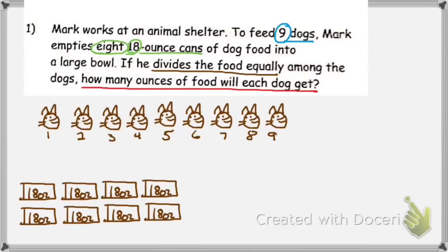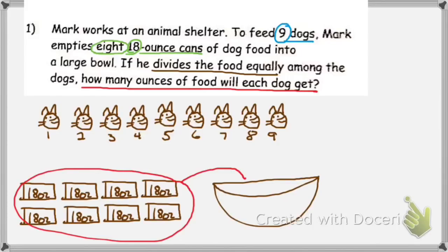I know that Mark's going to open all those cans and put it into a large bowl. That's a lot of food, so I'm going to make a huge bowl. He opens those cans, puts them in the bowl, so I'm going to circle the whole group of cans and put an arrow to show that they're going in the bowl. So my question is, how much food is that? How much food did he put in the bowl?